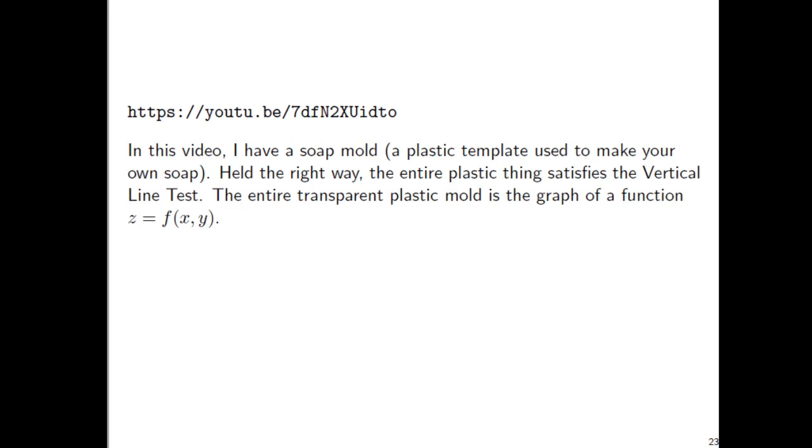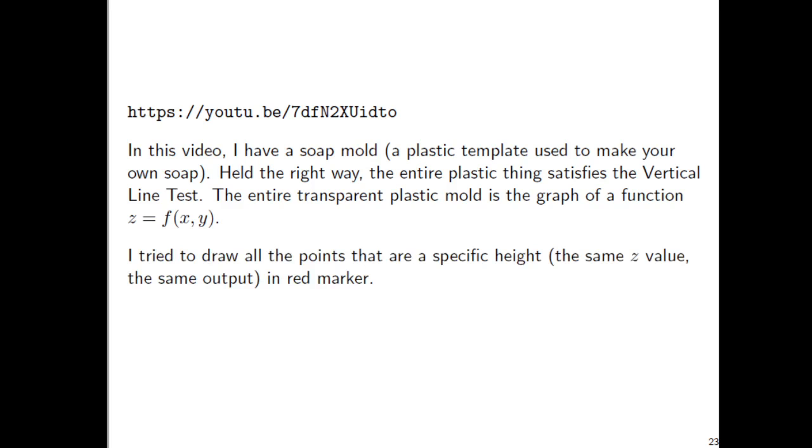But if you hold this plastic thingy in the right way, the entire plastic sheet itself satisfies the vertical line test. And so you could just interpret that as being the graph of a function. And then on it, what I tried to do is leave this level on my office desk, and using a red Sharpie, I tried to mark all of the points on this plastic that were the same height off of the surface of my office desk. So these should all be points of the same z value, and that would create one level set.